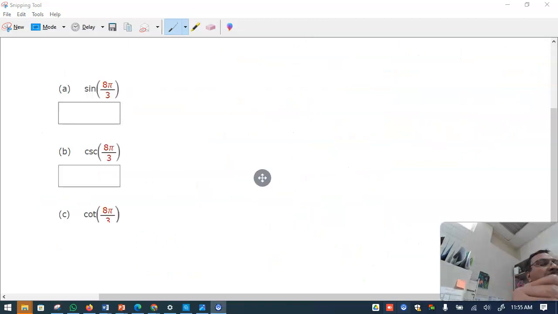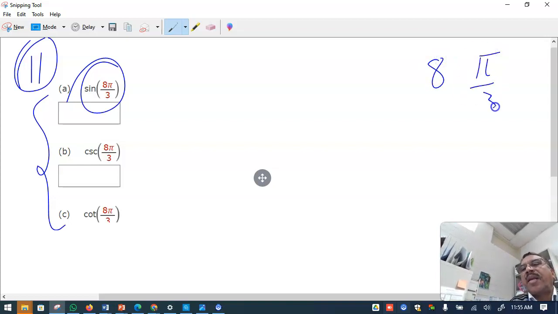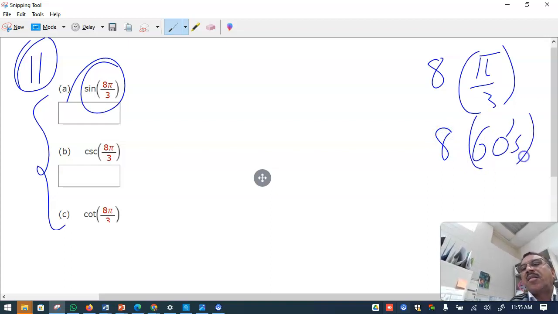Okay, this is problem number 11. There are three sub questions. What is sine of 8 pi by 3? Now remember, 8 pi by 3 means 8 sixties. So this means 8 sixties, right? So that means 6 sixties make 2 pi.